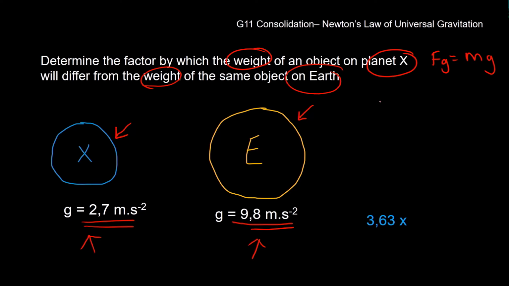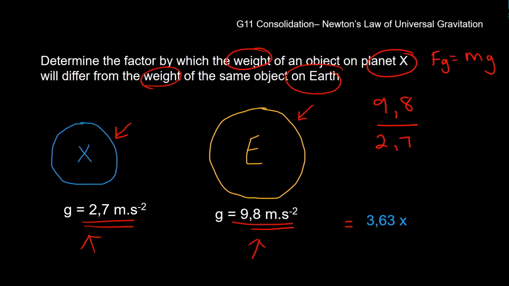So this is what I'm going to do. I'm actually going to form a ratio. I'm going to divide the one by the other. So 9.8 meters per second squared divided by 2.7 meters per second squared. So that's the ratio. It's saying how many parts to how many parts. And the answer here, when I do this calculation, is 3.63. Now, there are no units with this because it is a ratio. It is a relationship. And so planet X is going to be 3.63 times smaller than planet Earth.